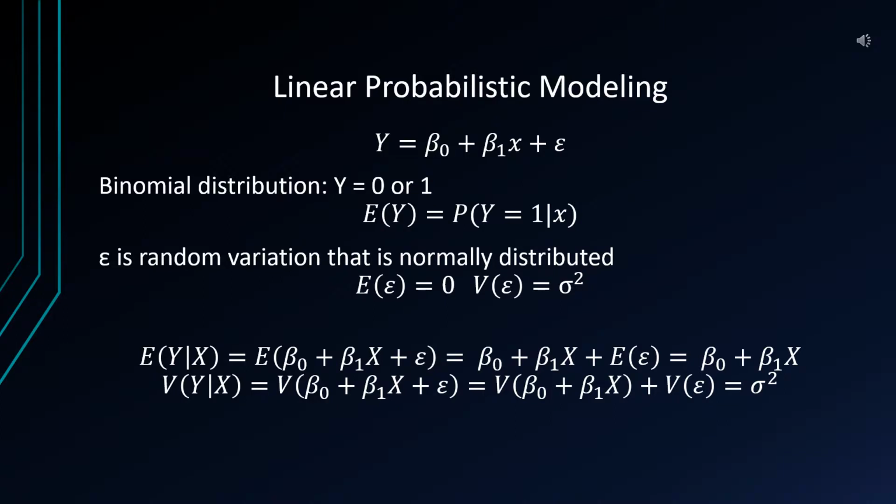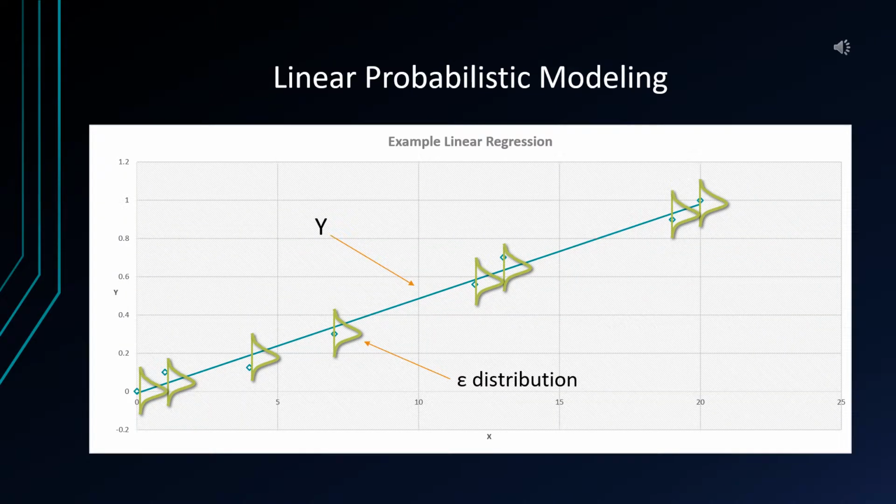This variation is called epsilon and is normally distributed with mu equal to 0. Positive epsilon is above the regression line, and negative epsilon is below the line. This is added to the regression equation. As you can see, for each point on the regression line, there is an epsilon distribution.